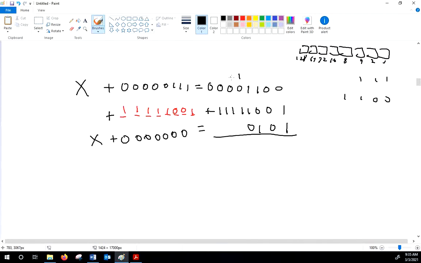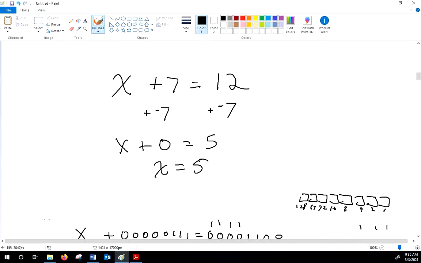1 plus 0 is 1, 0. 1 plus 0 plus 1 is 1, 0. 1 plus 1 is 1, 0. 1 plus 1 is 1, 0. But I've already used up all my 8 bits. So what did we get as a result? We got this number. What is that number? Well, that number is 1, 4, no 2s, and 1, 1, that's 5. So x is 5.